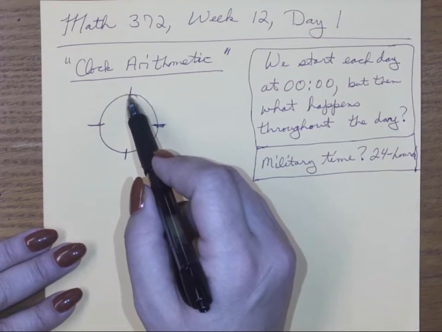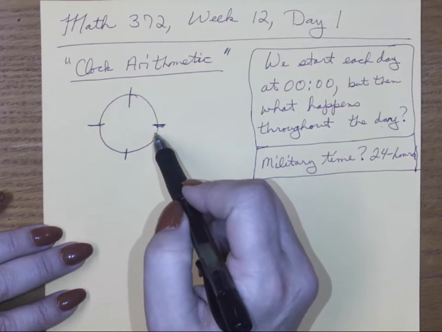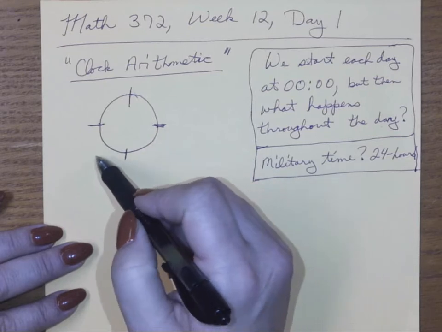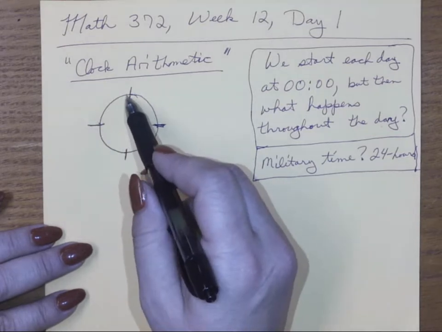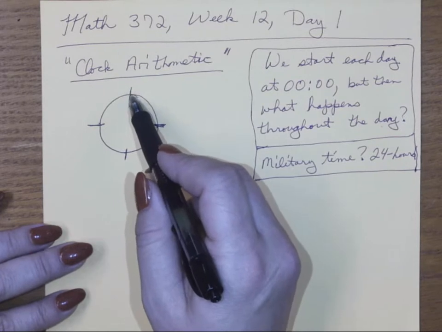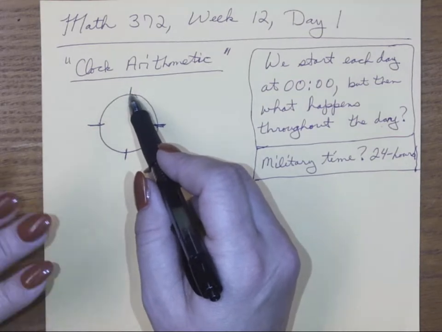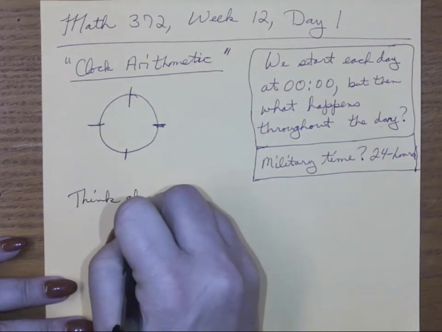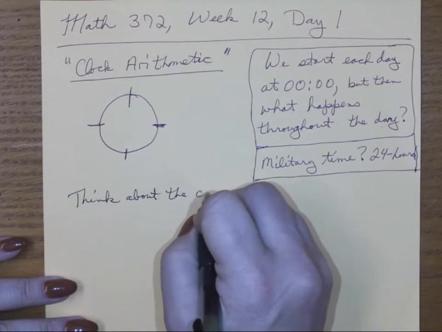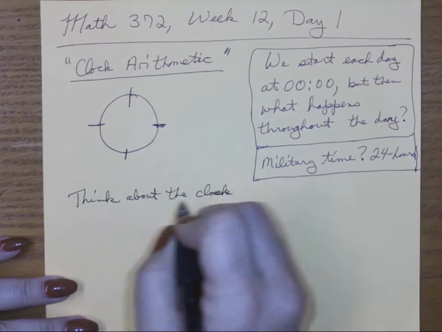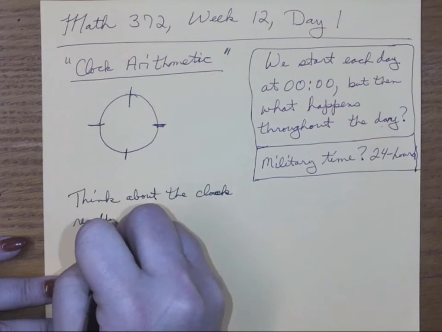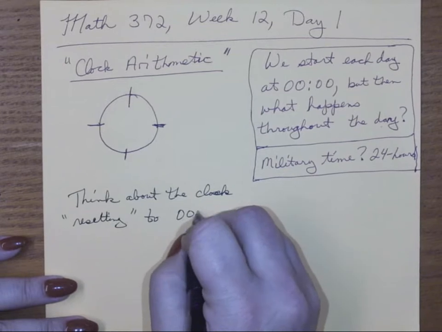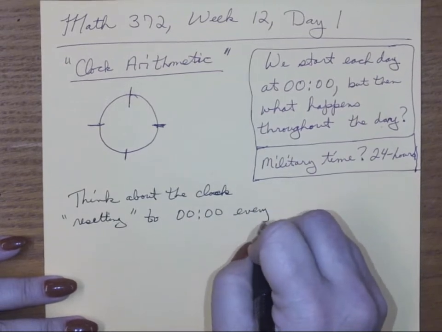And then a funny thing happens. We start back over, right? 1, 2, 3. Those are all in the p.m.s, though. 1, 2, 3 p.m., 6 p.m., 9 p.m., until we get to 11:59 p.m., and then we hit midnight, and again the clock resets. So think about the clock resetting. That's what I want you to do. That's what we call it, resetting to 0000 every 12 hours.